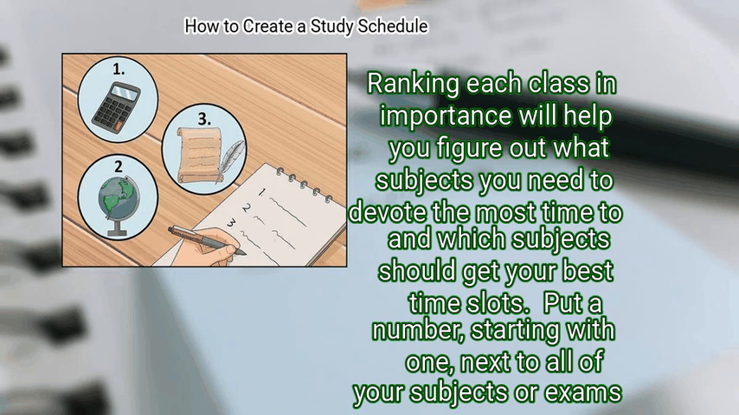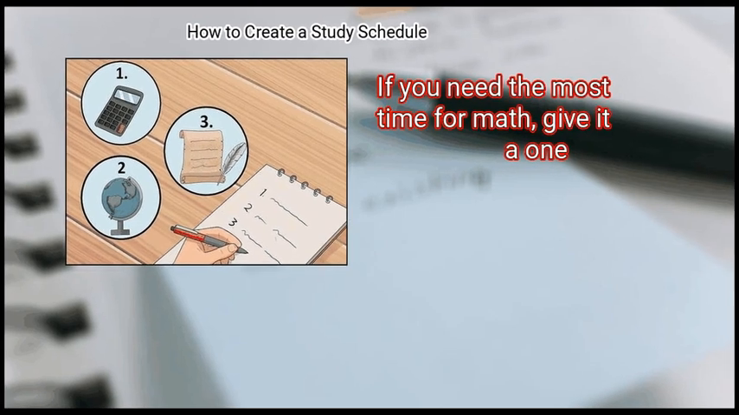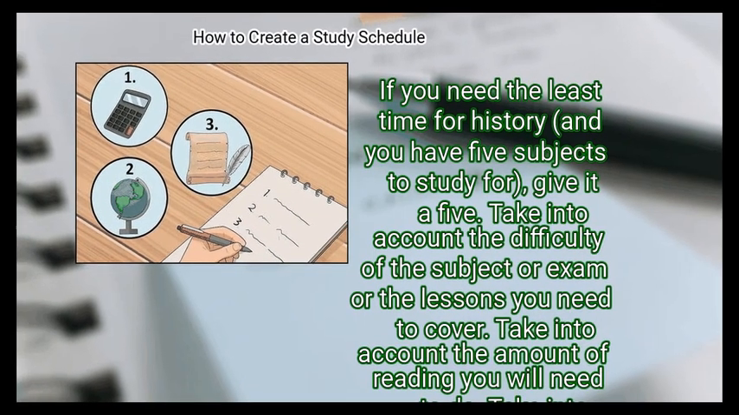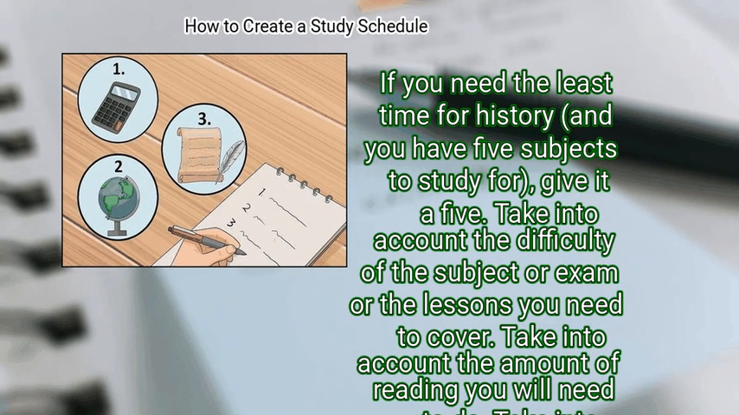Put a number, starting with 1, next to all of your subjects or exams. If you need the most time for math, give it a 1. If you need the least time for history, and you have 5 subjects to study for, give it a 5. Take into account the difficulty of the subject or exam or the lessons you need to cover. Take into account the amount of reading you will need to do. Take into account the amount of reviewing you will need to do.